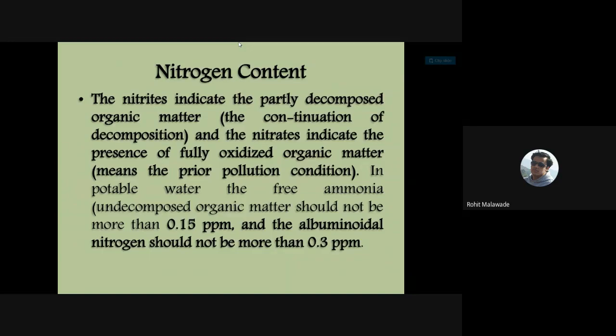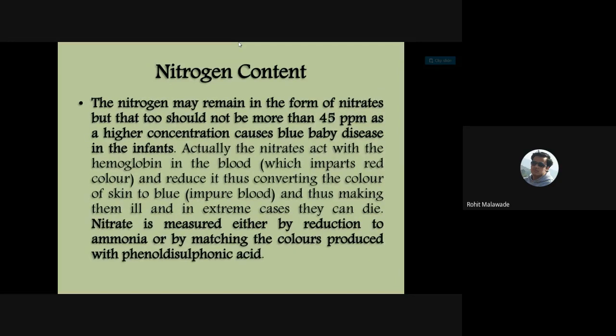Now in potable water, the free ammonia should not be more than 0.15 mg per liter. The nitrogen content may remain in the form of nitrates, but it should not exceed 45 ppm. If it is more than 45 ppm, it is going to cause blue baby disease in infants.